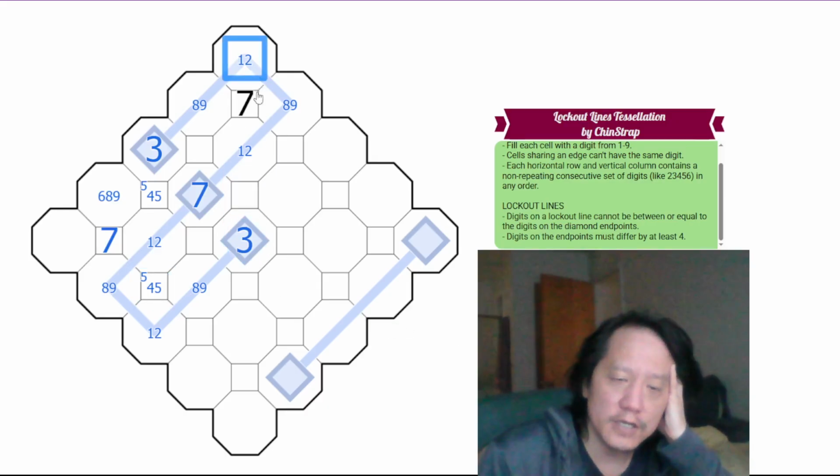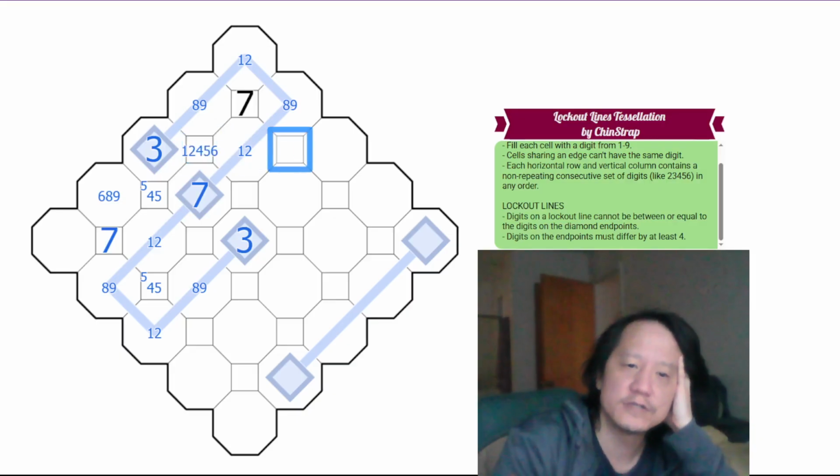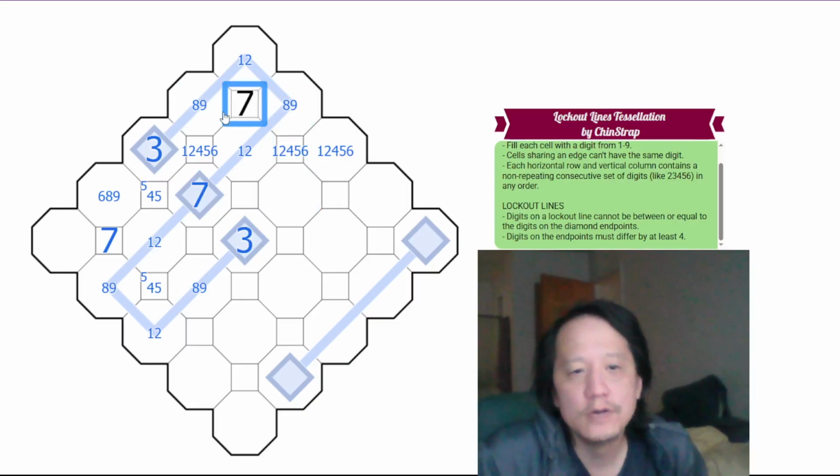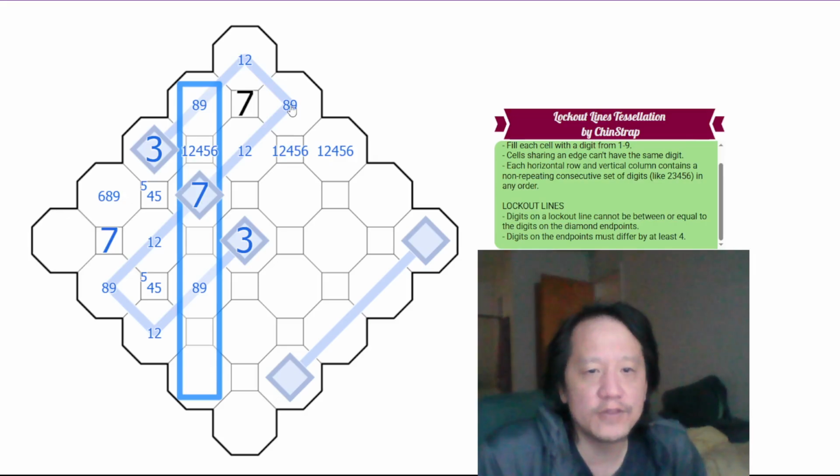Remaining digits in row 3 have to be up to 6. So 1, 2, 4, 5, 6, 1, 2, 4, 5, 6, 1, 2, 4, 5, 6. We have a 7-length Renban in columns 4 and 6.